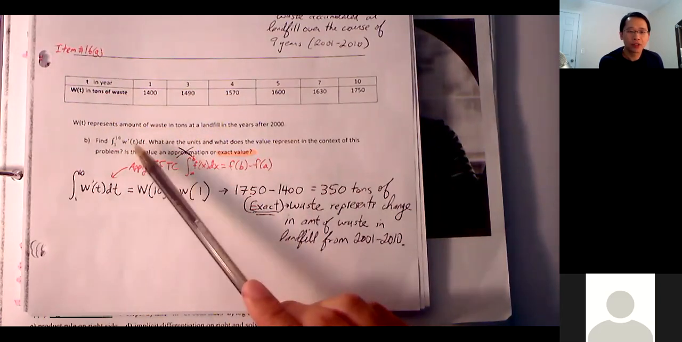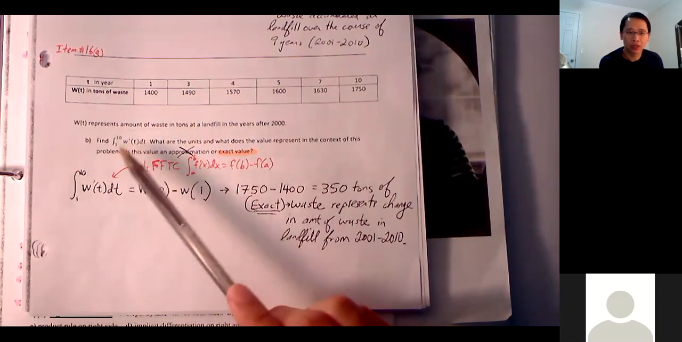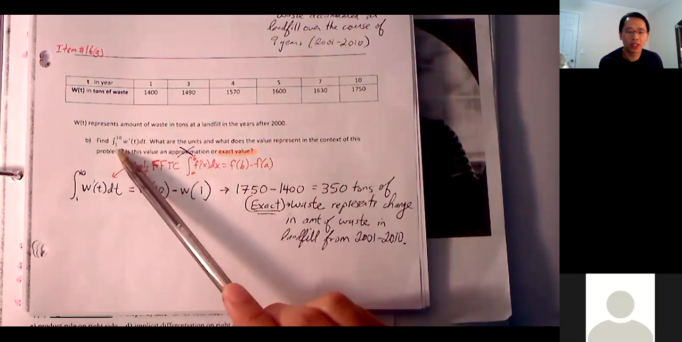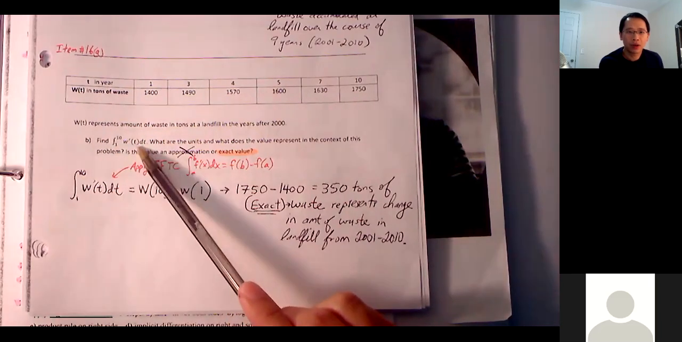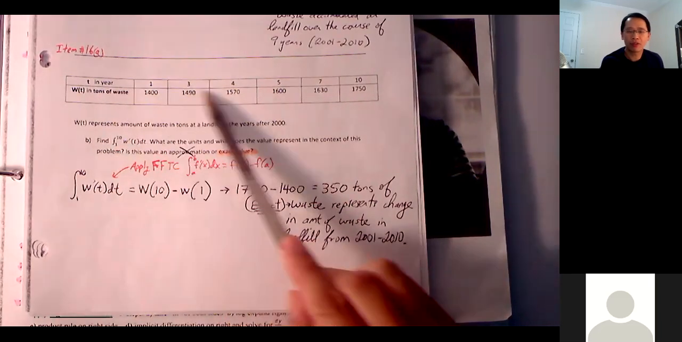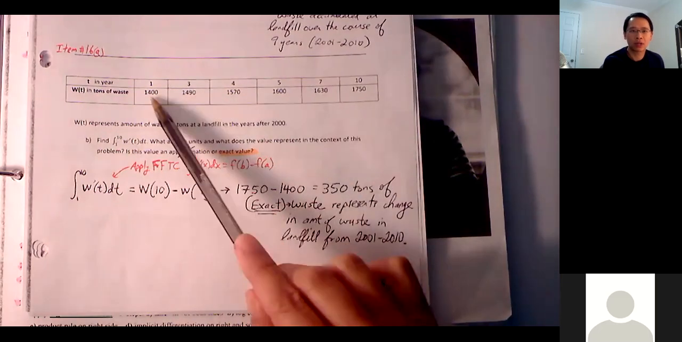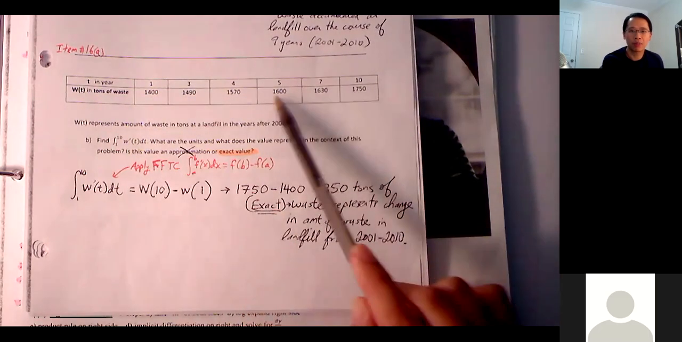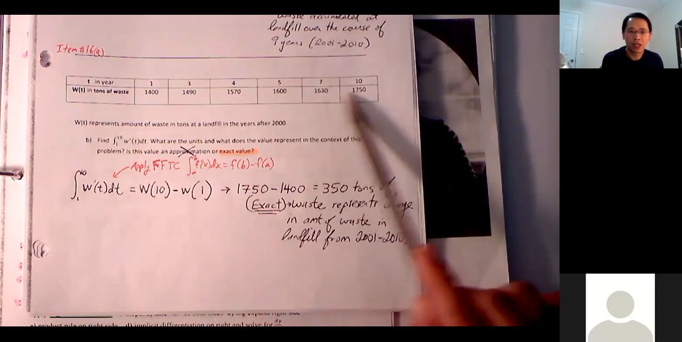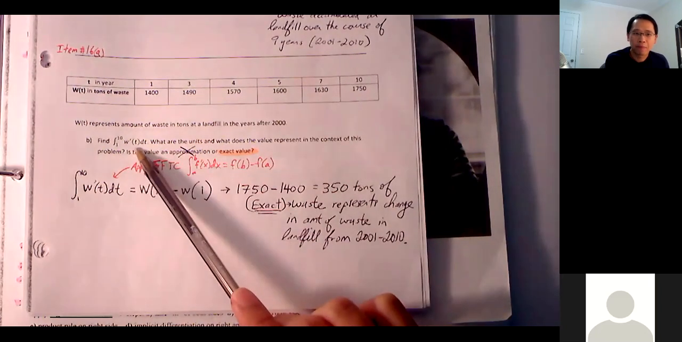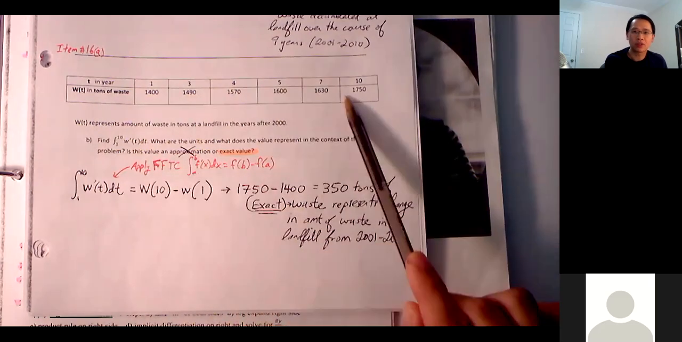Now, let's say I ask you to find the same thing in terms of notation. What's the definite integral from 1 to 10 of W prime? Now here, we don't have W prime, so we're not going to find the area under W prime because we don't have W prime in front of us. So we need another method, right? How do we get from W prime to W of t so that we can actually use these values?